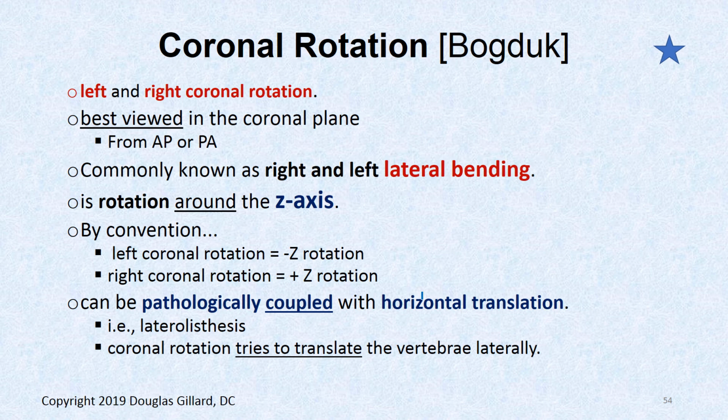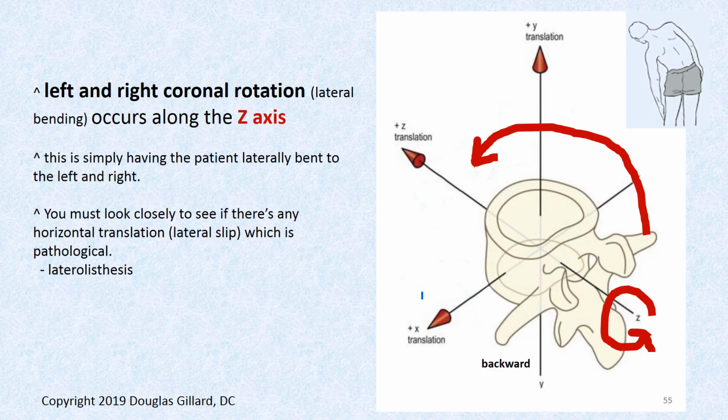Remember, we said that I always order the lateral bending studies to see if it can bring out a horizontal translational instability. And so these are also coupled, just like sagittal translation and sagittal rotation are coupled. So are these two motions. Okay, so there's just lateral bending to the side.